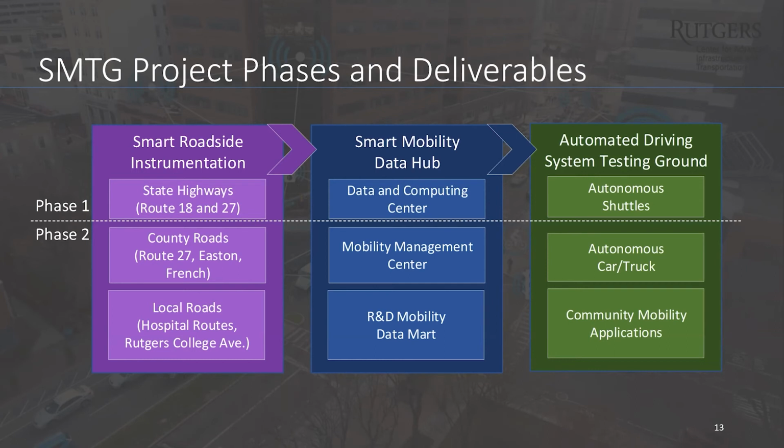In phase two, in collaboration with Middlesex County and the City of New Brunswick, we will look at expanding this testing ground towards county and local streets to create a full multi-jurisdiction testing ground for different applications. Furthermore, we will be extending the data hub towards a more comprehensive futuristic mobility management center and creating the R&D mobility data hub towards serving as a potential revenue source to support and sustain the testing ground.